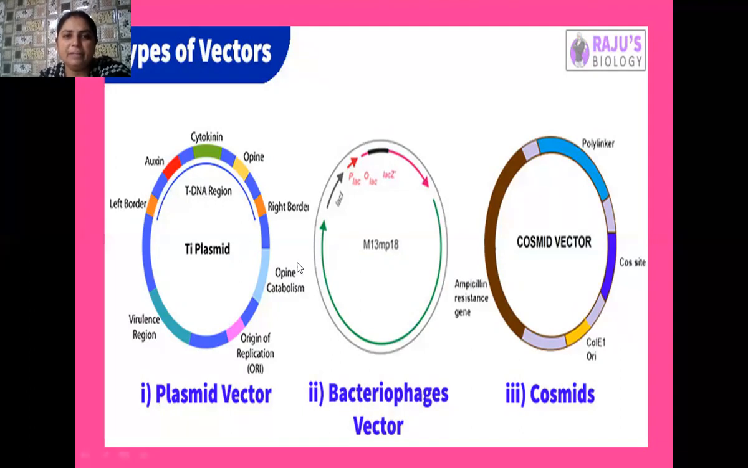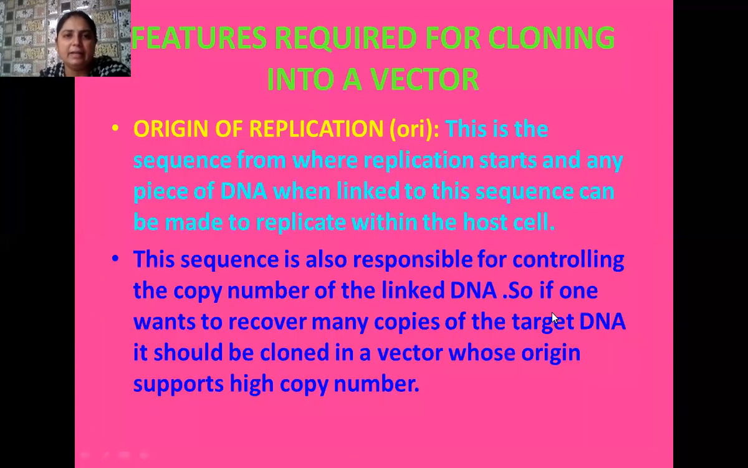Okay, student, here the pictures of the different types of vectors are visible to you. Two of them I have explained, plasmid vectors and bacteriophage vectors, that we generally use. Here cosmids are also used as vectors, but we are not going to explain cosmids here. We will study about them in your higher classes.